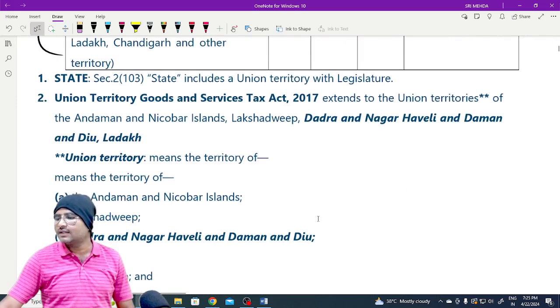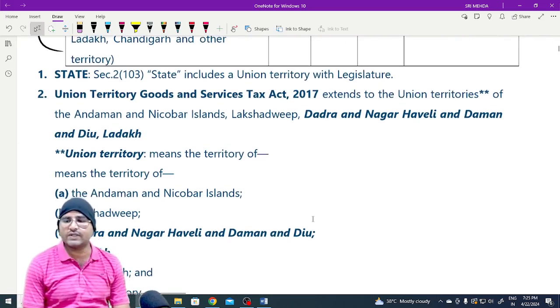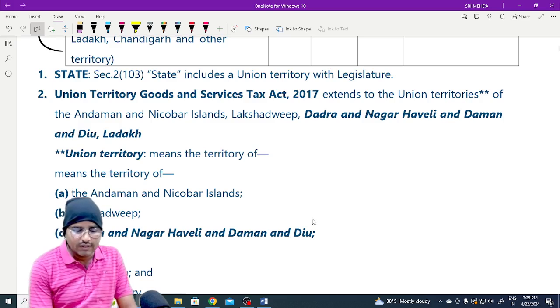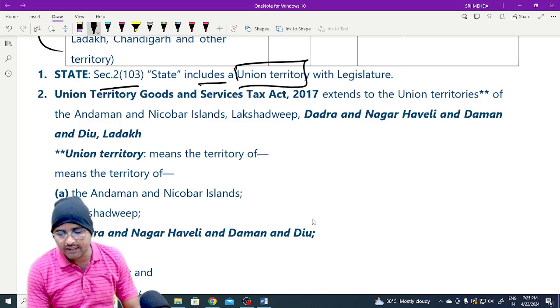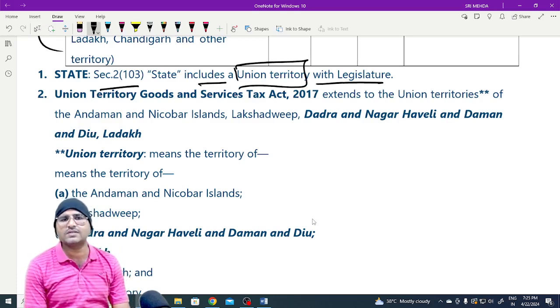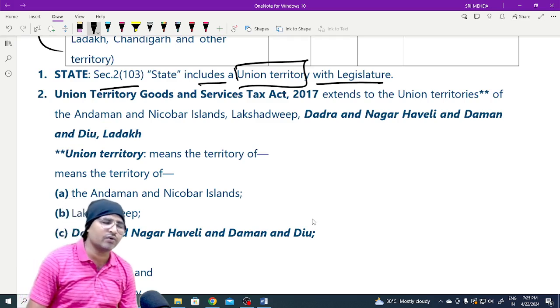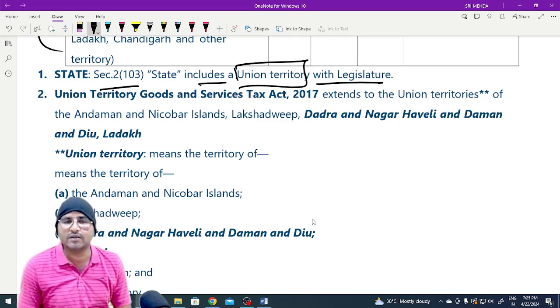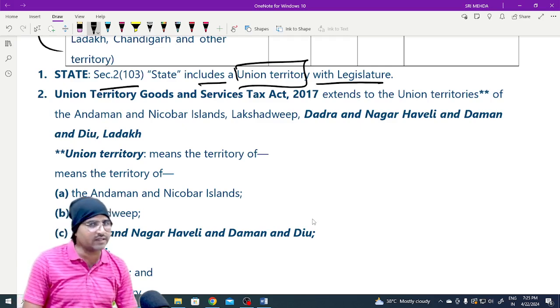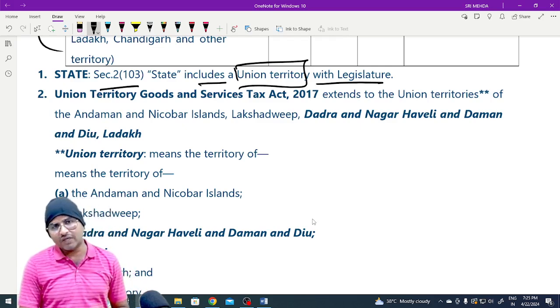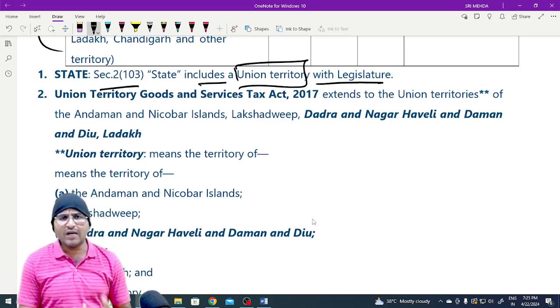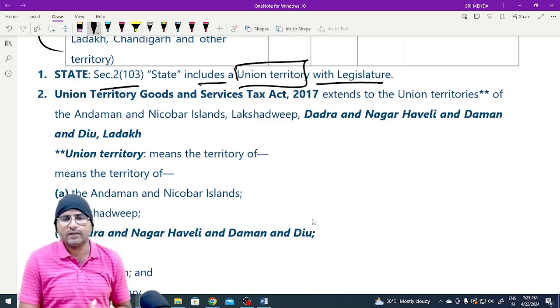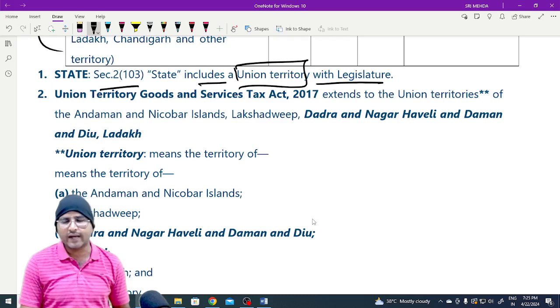Next one, the definition of state. The first definition, state, section 2, subsection 103: State includes union territory with legislature. Actually, state means, as you know, Andhra Pradesh, Tamil Nadu, Kerala, Karnataka, Maharashtra, Punjab, West Bengal. These are the states, no doubt. But apart from that, there are a few union territories which have their own legislature. They have the ability to prepare their own acts. That is called having a legislature, right?